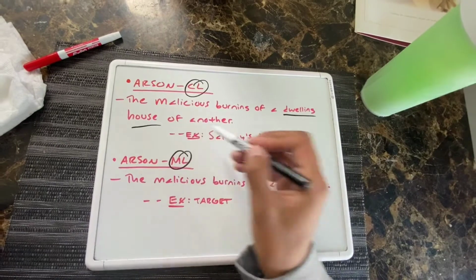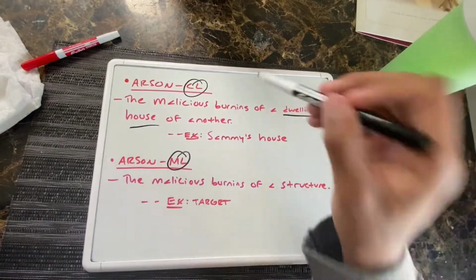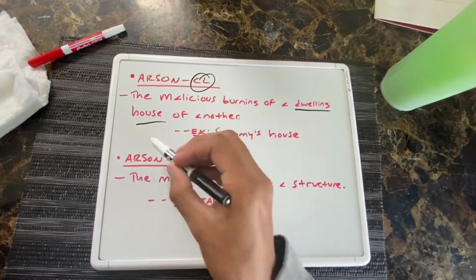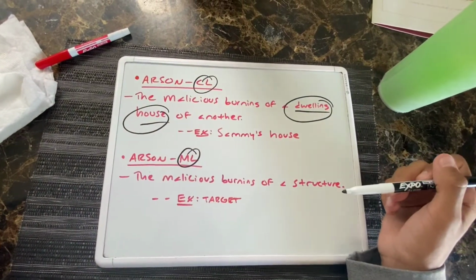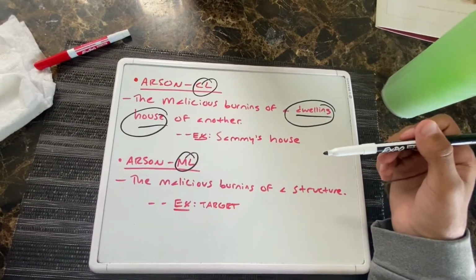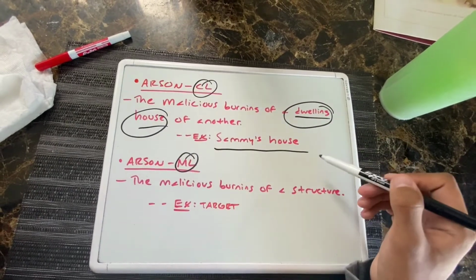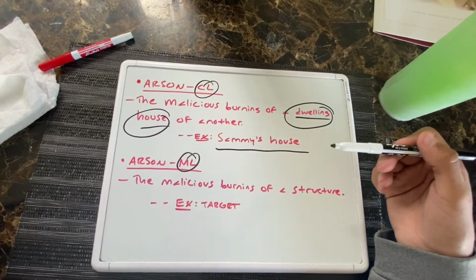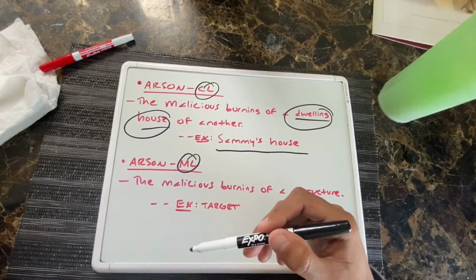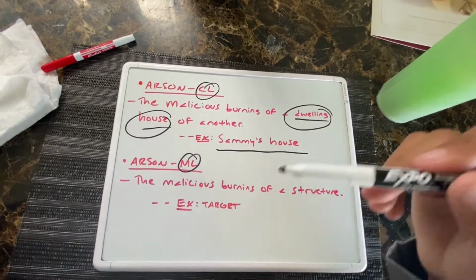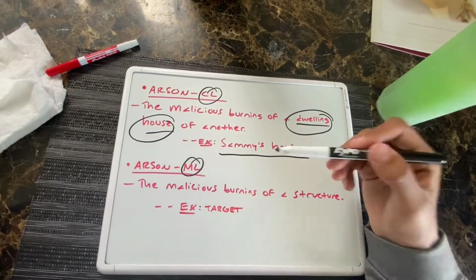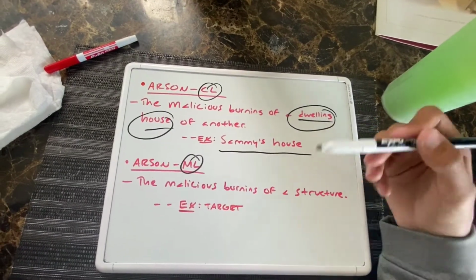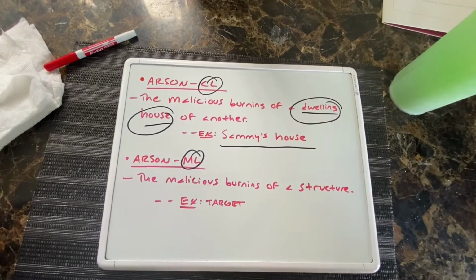Dwelling house of another. That is the key difference between common law and modern law, the fact that there is a dwelling house that's being burned. An example of this would be Sammy's house, my house. So let's say that my friend Riley burns down my home where I sleep. That is an example of Riley committing the crime of arson under the common law.